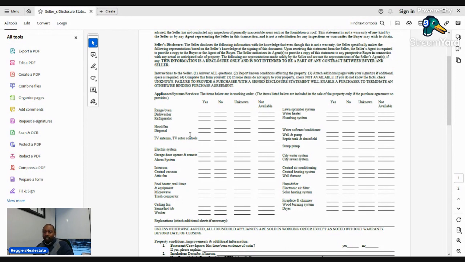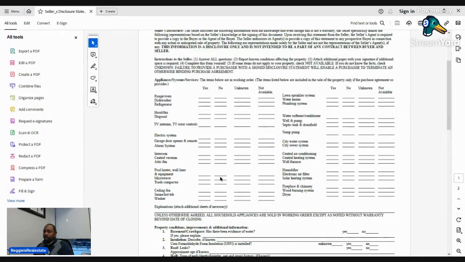No, if it doesn't work or the item is in non-working order. Unknown if you're not sure, and then not available, meaning that it's not part of the property or not included in the sale. So you're going to see things like pool, the pool heater, equipment to the pool, microwave, trash compactor, washer, dryer, sump pump is a big one here.